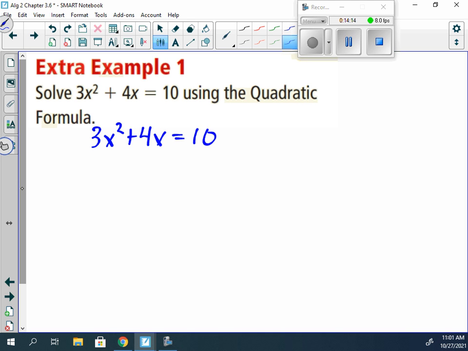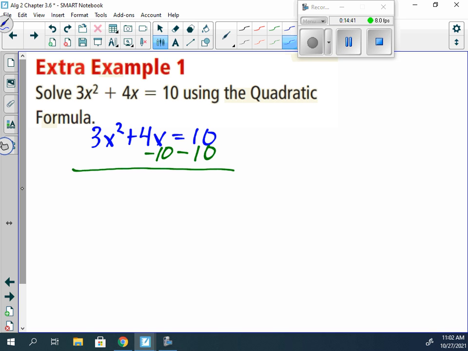3x squared plus 4x is equal to 10. We're going to use the quadratic formula. So what do we need to do first? Almost. Yes, because we need this thing equal to 0. We need the equation equal to 0.